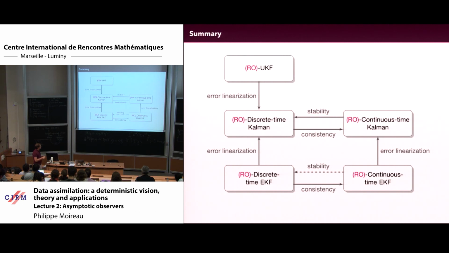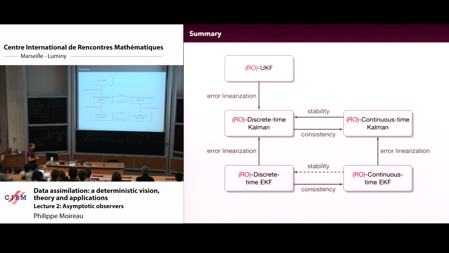Then you have the discrete extended Kalman, and the discrete extended Kalman is a time discretization of the continuous discrete Kalman. So you can prove stability, consistency, like in classical numerical analysis. The same for the UKF version I talked to you about, where you replace the tangent by some kind of stencil computation. Because you have this stability and consistency, you can prove that when you do the error linearization, you get the same system.